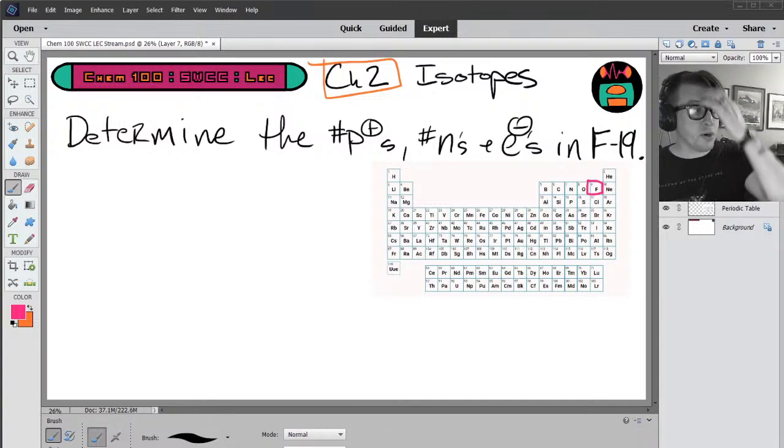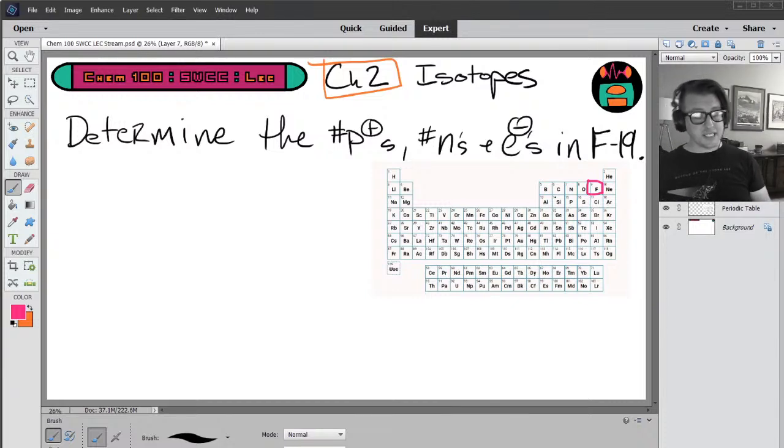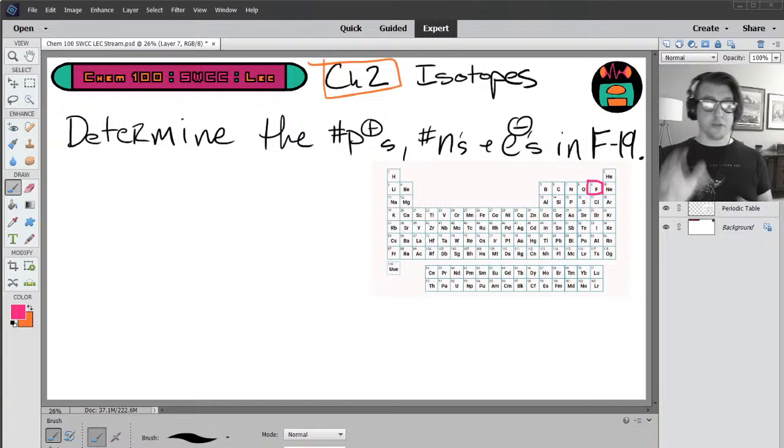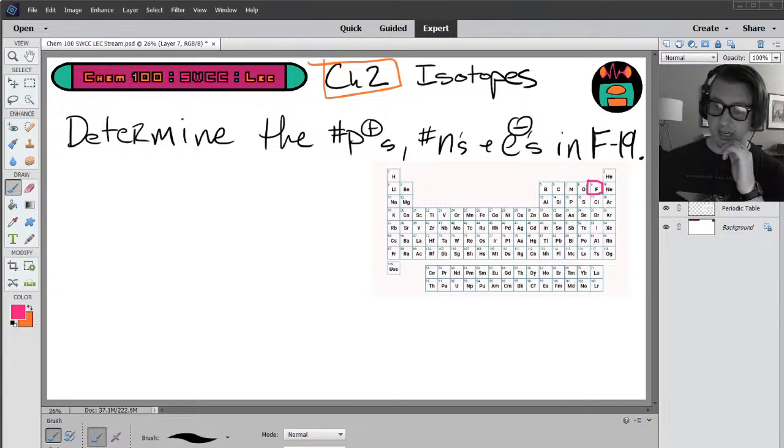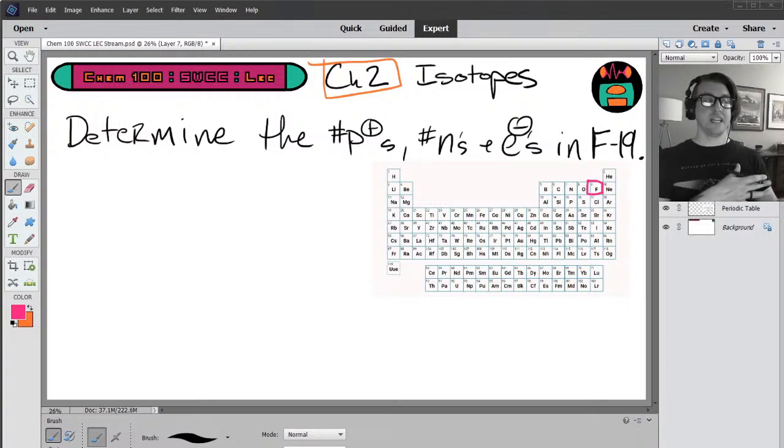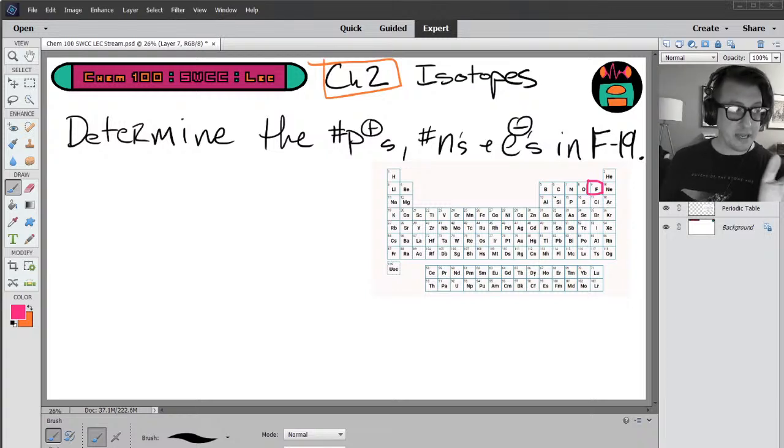The mass number and the atomic weight are different. The atomic weight is on the periodic table. The mass number is not on the periodic table. So you have to be given the mass number for a specific isotope. You can't look it up because there are multiple isotopes for each element, and if we included every isotope, the periodic table would double or triple in size. So the mass number is different than the atomic mass. The atomic mass is on the periodic table. The mass number is not.